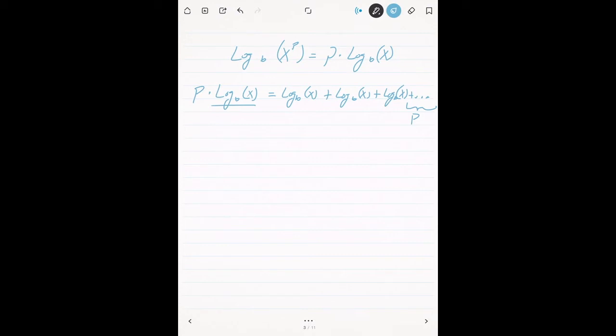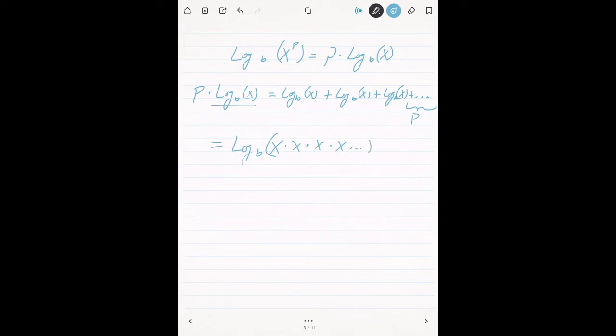Well, I have already shown that when you add all the logarithms together, that's the same as multiplying their arguments together. So I can say, instead of adding all these logarithms together, that's the same thing as multiplying all of their arguments together. Well, all these arguments are x's, right? And how many x's are there?